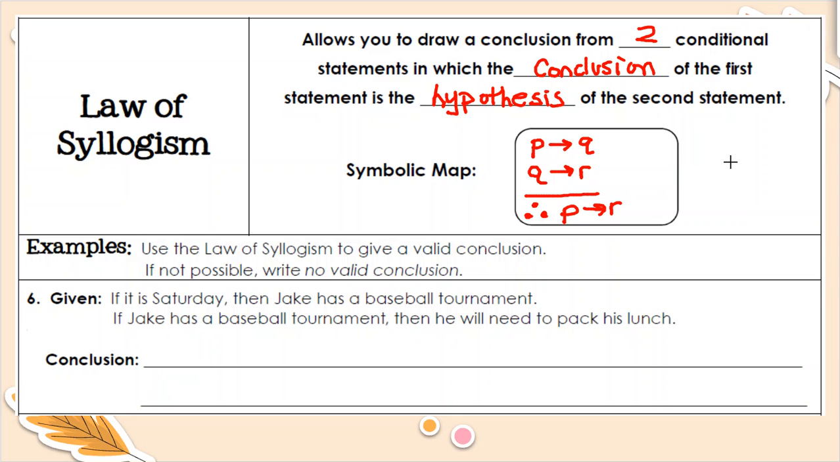If you said the transitive property, you are correct. It's very, very similar to the transitive property of equality, right? So let's check out a couple of examples.